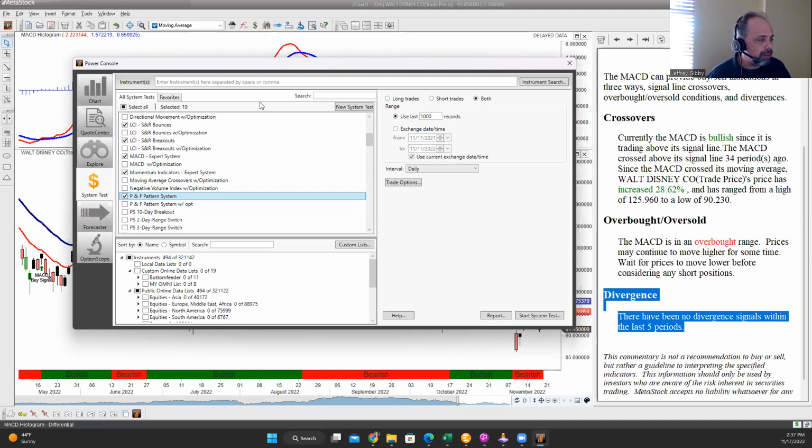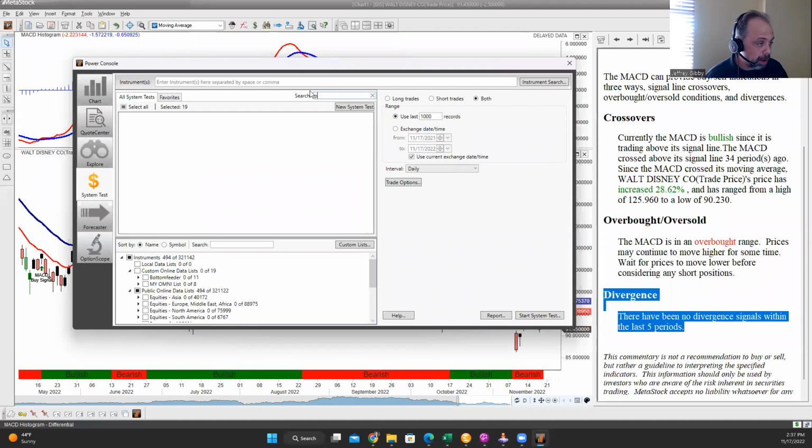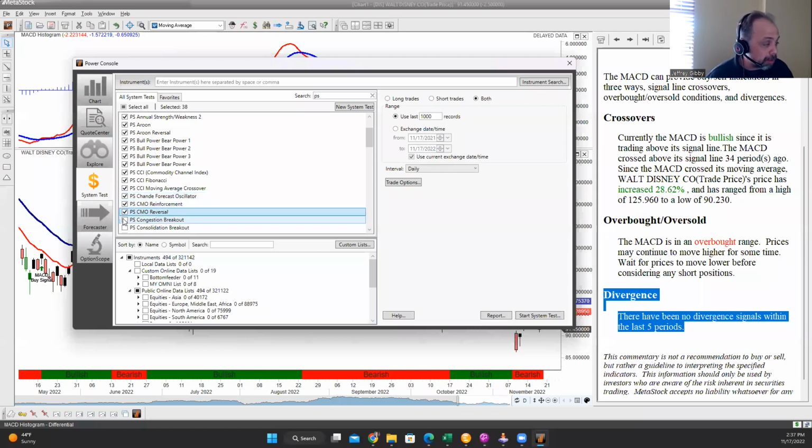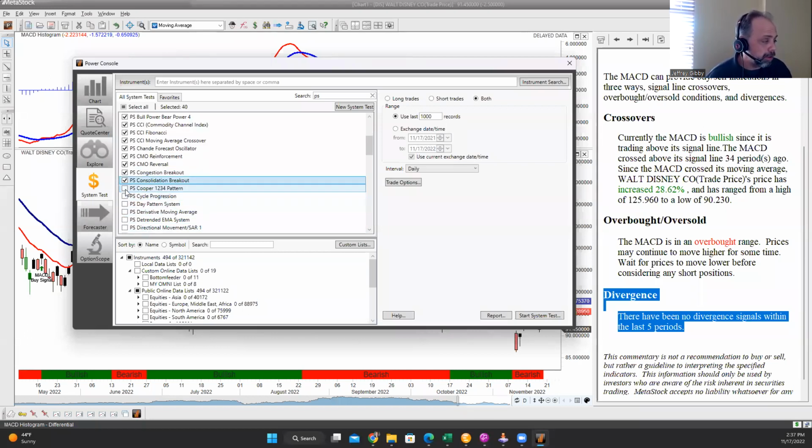I'm going to select just systems that I know are built into Metastock as part of the product, because you can also create your own or buy them. I'm going to select all of these performance systems as well. There are probably some Elliott Wave systems too. In total, there's a few hundred systems that you can scan for, test, and so on, but all of these PS ones are built in.